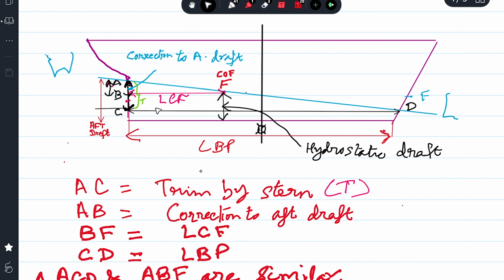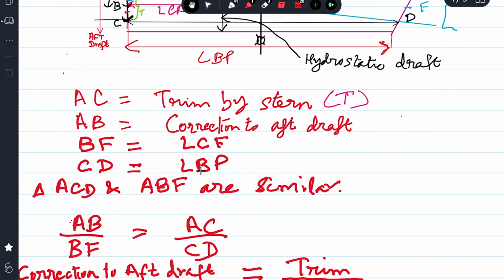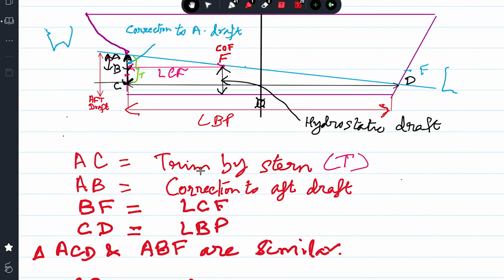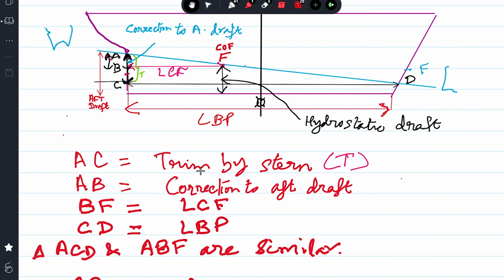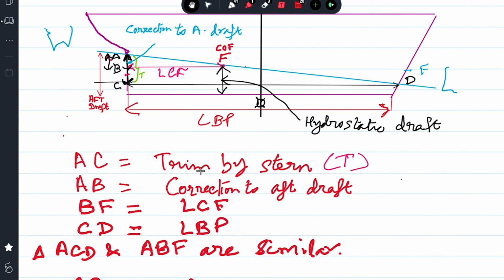So for similar triangles, ACD and ABF, if I take the ratio of their sides, then AB upon BF is equal to AC upon CD. So small triangle is ABF, AB upon BF, and the big triangle ACD, AC upon CD. They are in the same ratio.